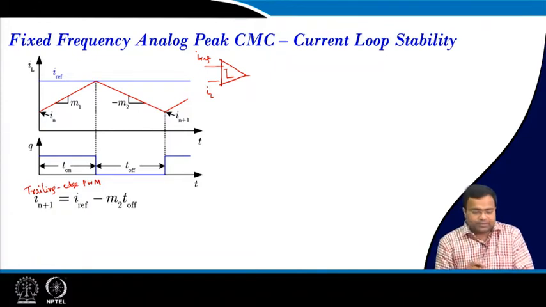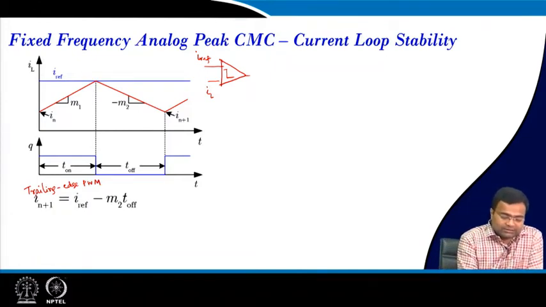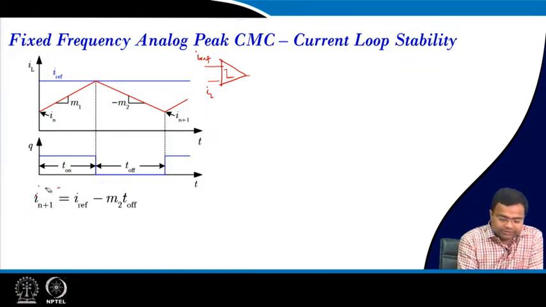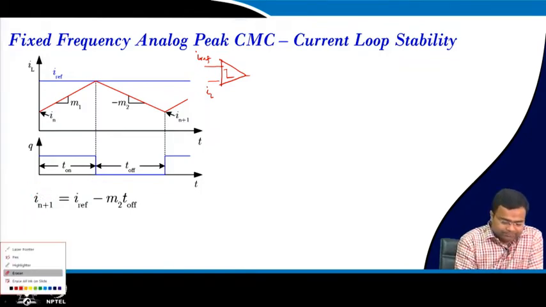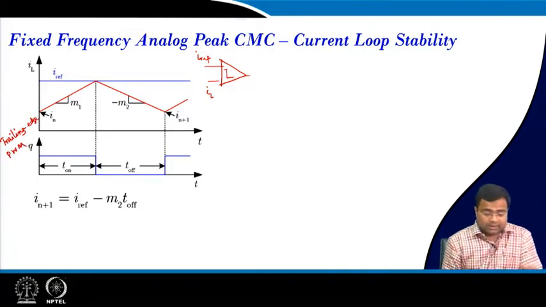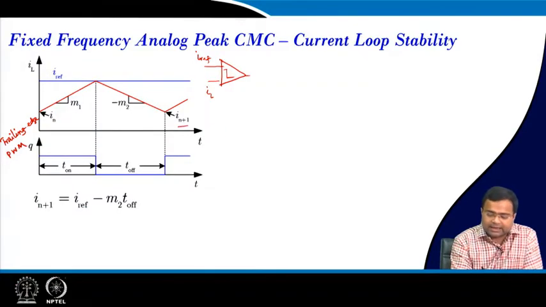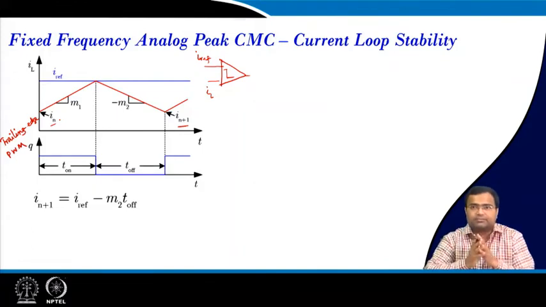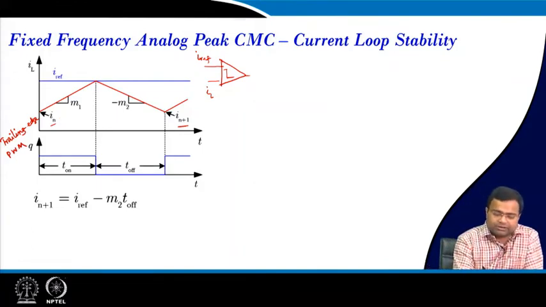So, here we want to first write the equation. This is under trailing edge PWM, and we want to write IN plus 1 in terms of IN and want to check the stability of the current loop. So, first we will start with how we can write IN plus 1 in terms of IREF.